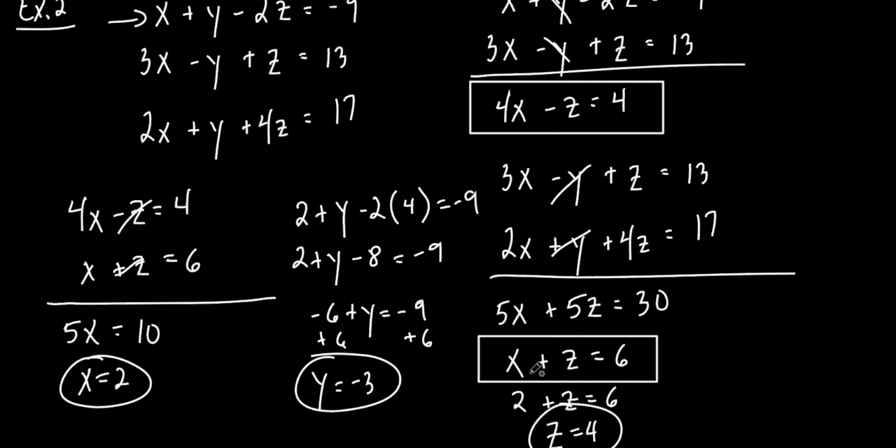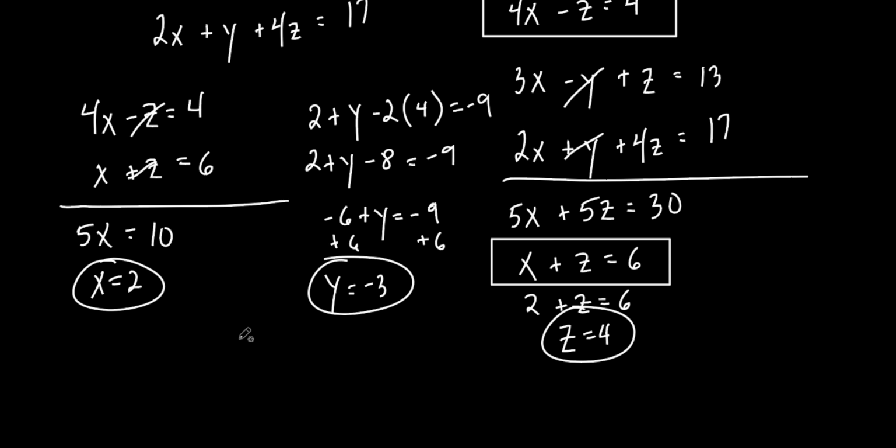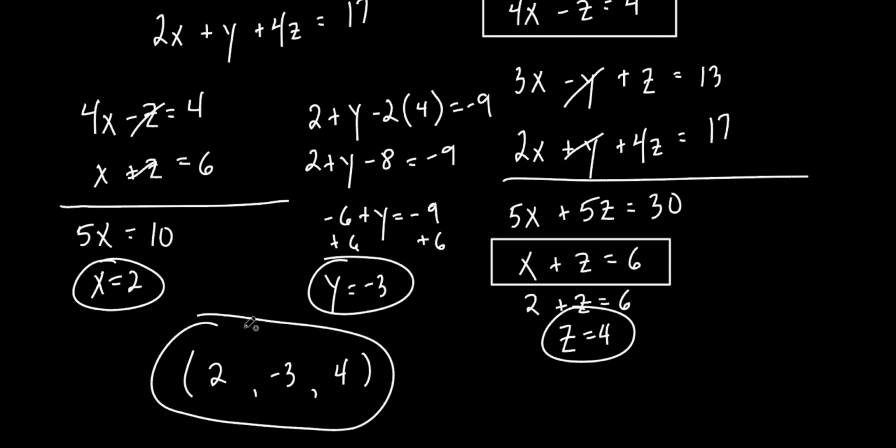I almost hesitated circling them. I just did it so I could see them easily, all right? So I want to write my answer as a thing called an ordered triple, right? So x goes first, then y, then z. So what is x? 2. What is y? Negative 3. What is z? Positive 4. And that right there, I will circle that one. That's my answer.